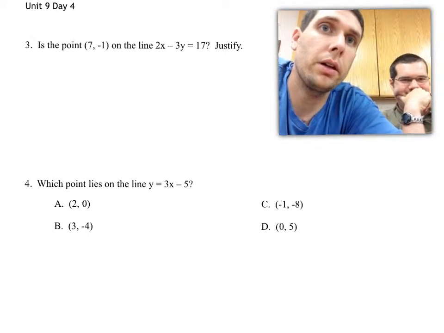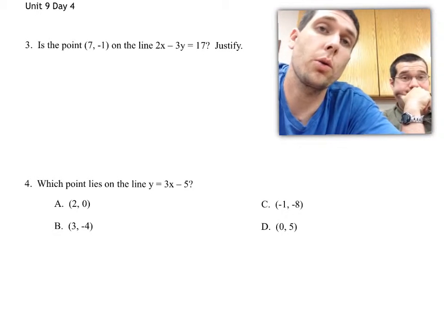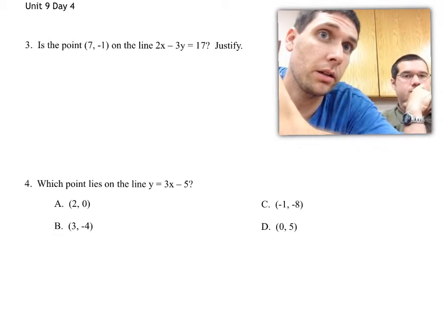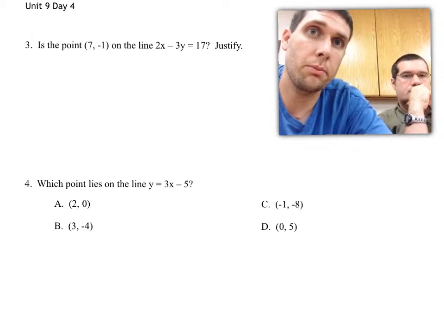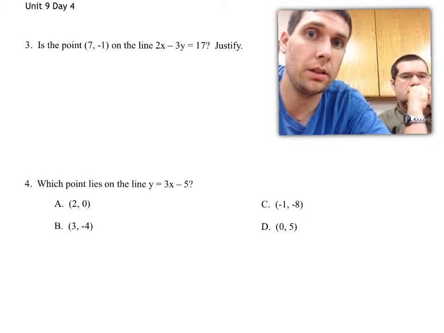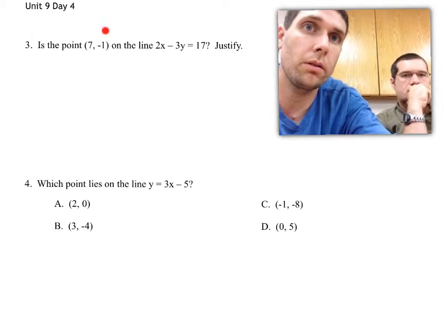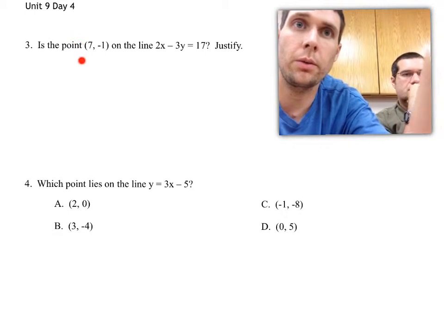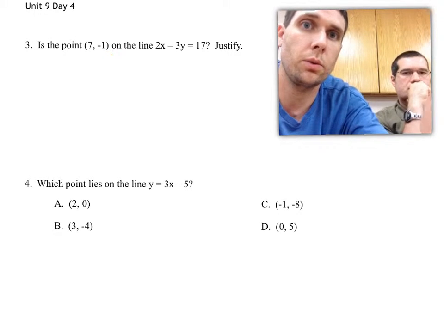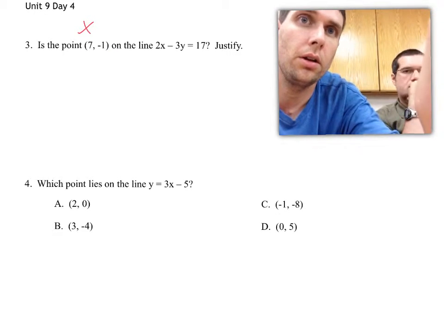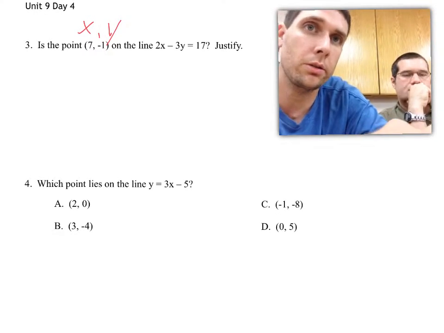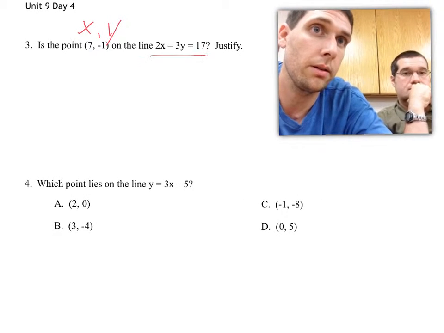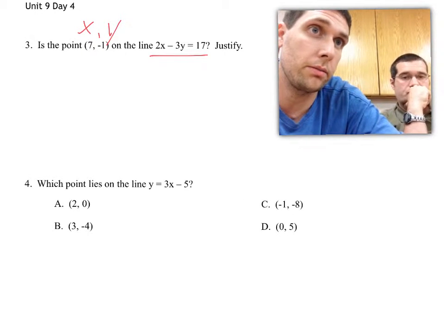Today we're going to plug some points or coordinates into some lines and see if they're on the line or not. So number 3 says, is the point 7, negative 1 on the line 2x minus 3y equals 17? Well, we know from our study with coordinates that this is x and this is y, so it's always x, y. So all we need to do here is plug those two numbers into this equation and see if it works or not, see if it's true.